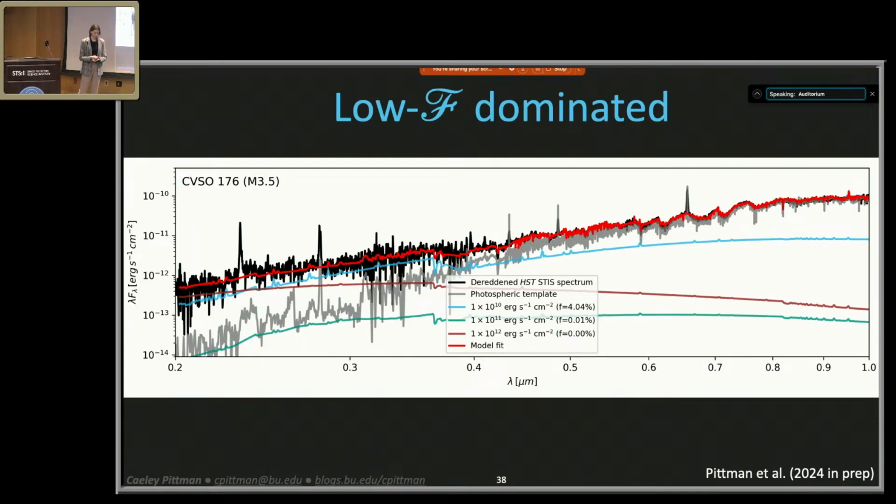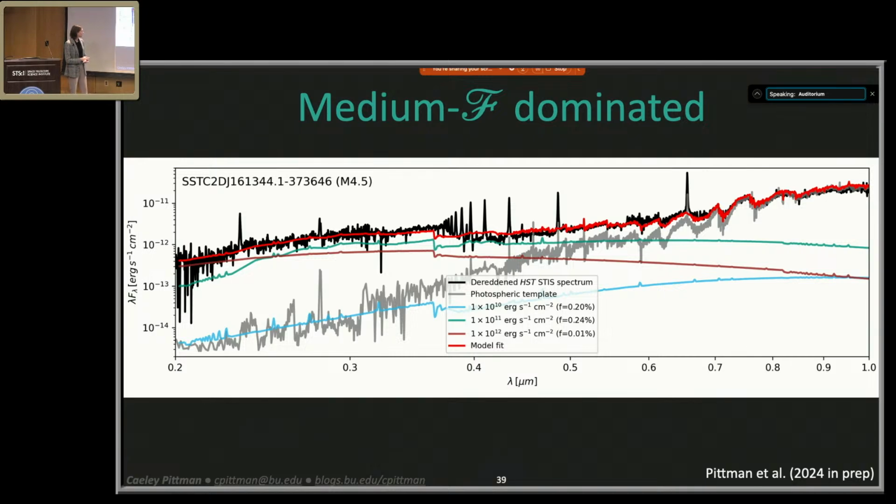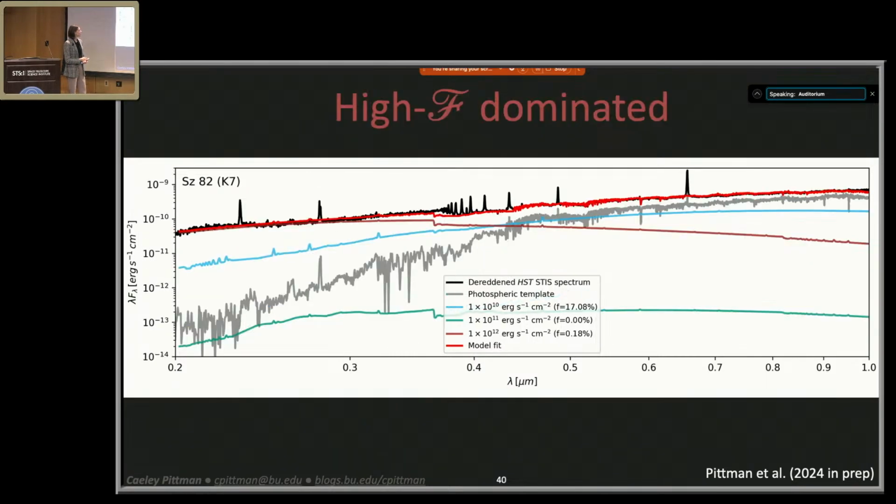So here's an example of a fit that is dominated by the low energy emission in blue, one that's dominated by the medium, and one that's dominated by the high. So we see all of these cases. So it's not that it's always one column or another that's most important. It depends on the specific system you're looking at.